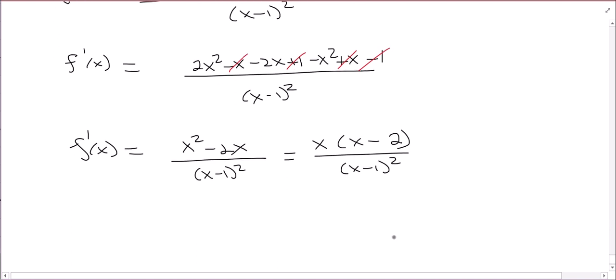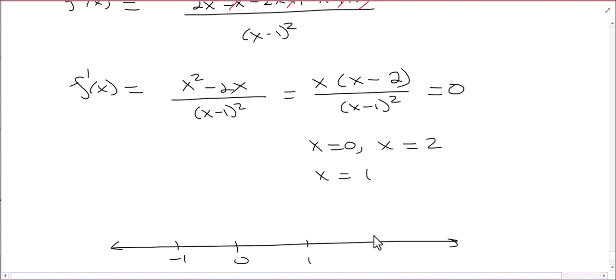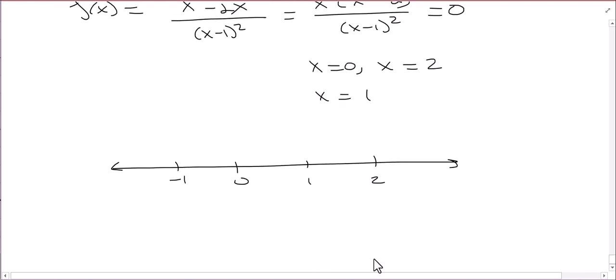So our critical numbers then, when you set this equal to 0, this is 0 when the numerator is 0, so when x is 0 and when x is 2, and it's undefined when x is 1, and remember when x is negative 1 as well, because that is where the function has a hole in the graph. So let's put those in here. So I'm going to put negative 1 and then 0, 1, and 2. So we have 4 critical numbers, and you're testing the derivative.